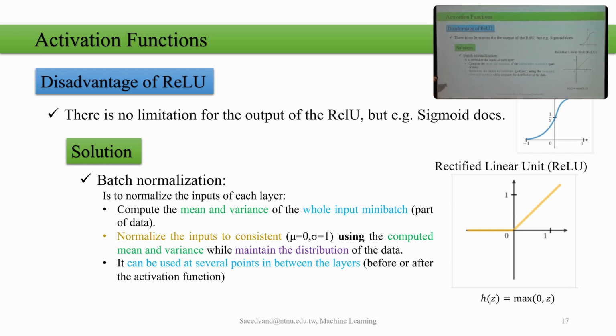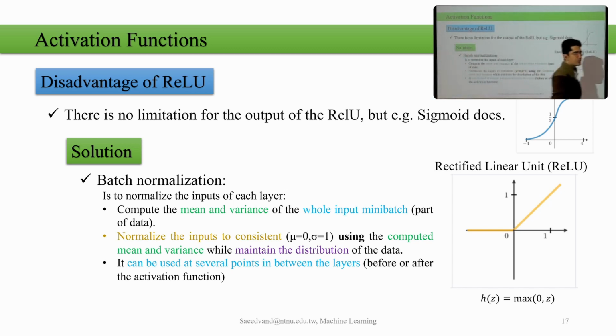So that's called batch normalization. We normalize the data. We say it can be used in several points in between the layers, and it's not a must to use. You may not use it. You may put it in different layers depending on the data that you have, the network size that you have. It can vary.